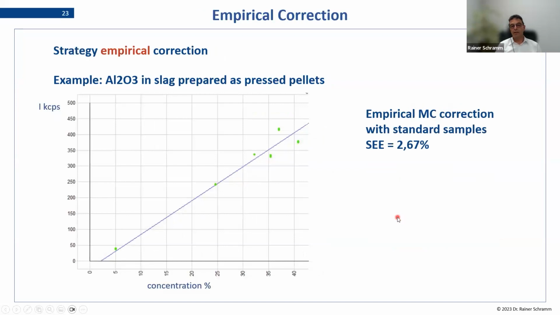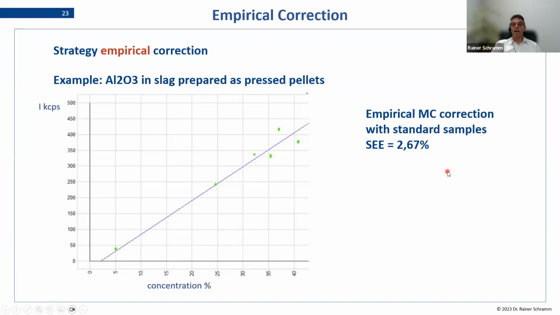Okay, let's take another example from the real world. Here I have some slag samples that were prepared as press pellets, and I would like to calibrate aluminum oxide in this set. This is my first approach. I have some standard samples, and in this range they fit quite nicely to the line. But here I have a kind of scattering of the points. The raw standard deviation for this curve is about 2.67%.